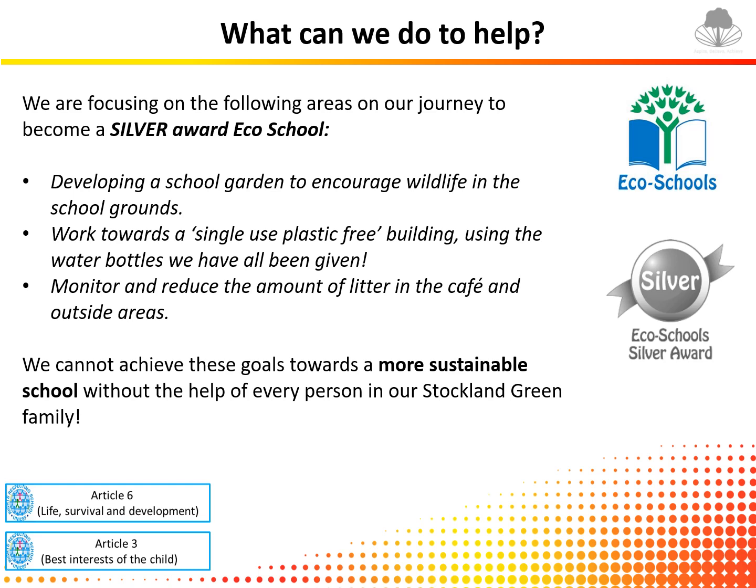So first of all, we want to develop a school garden, and that will encourage wildlife in the school grounds. Again, this is a big commitment to improving biodiversity, specifically in our community. We also want to work towards being a single-use plastic-free building, and that has started with all the water bottles that Mrs. George has very, very kindly given us. And finally, our third step to working towards an eco school is to monitor and reduce the amount of litter in the cafe and outside areas.